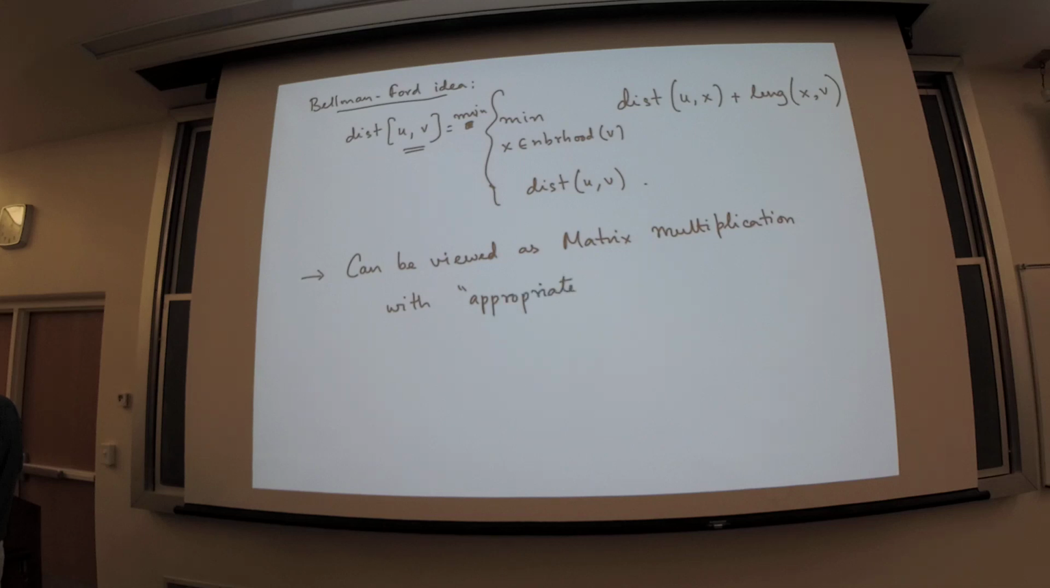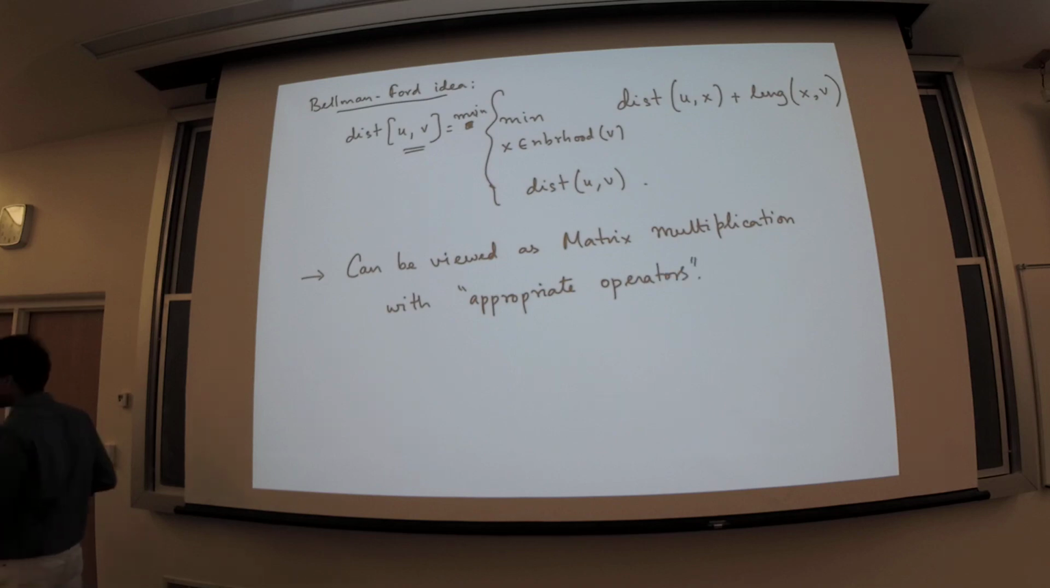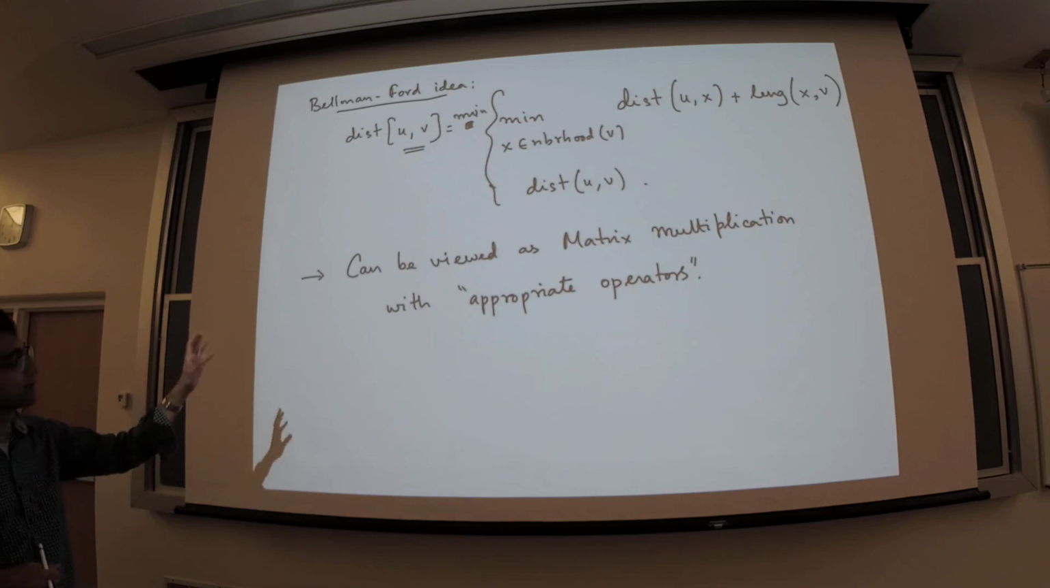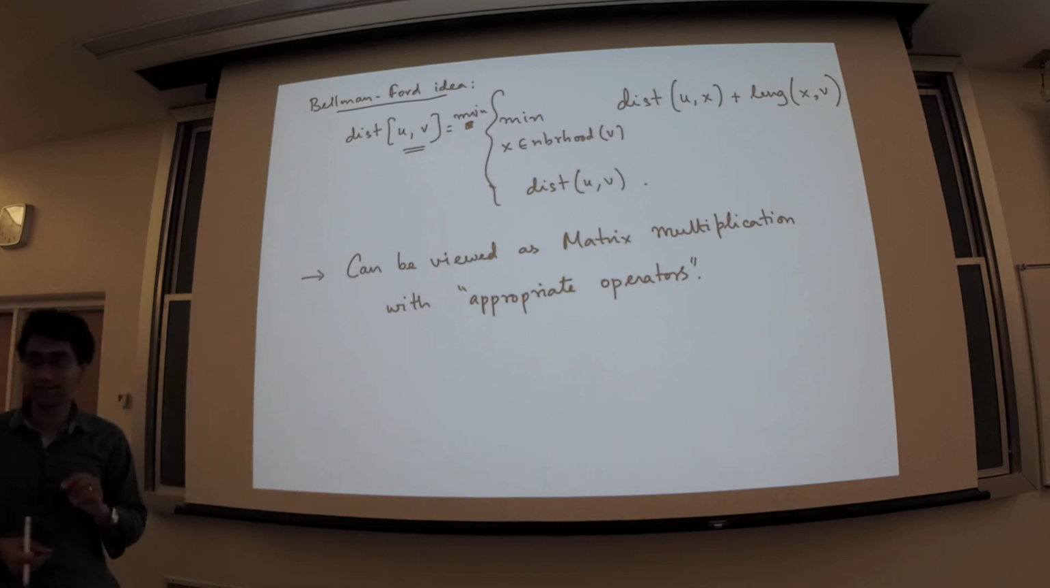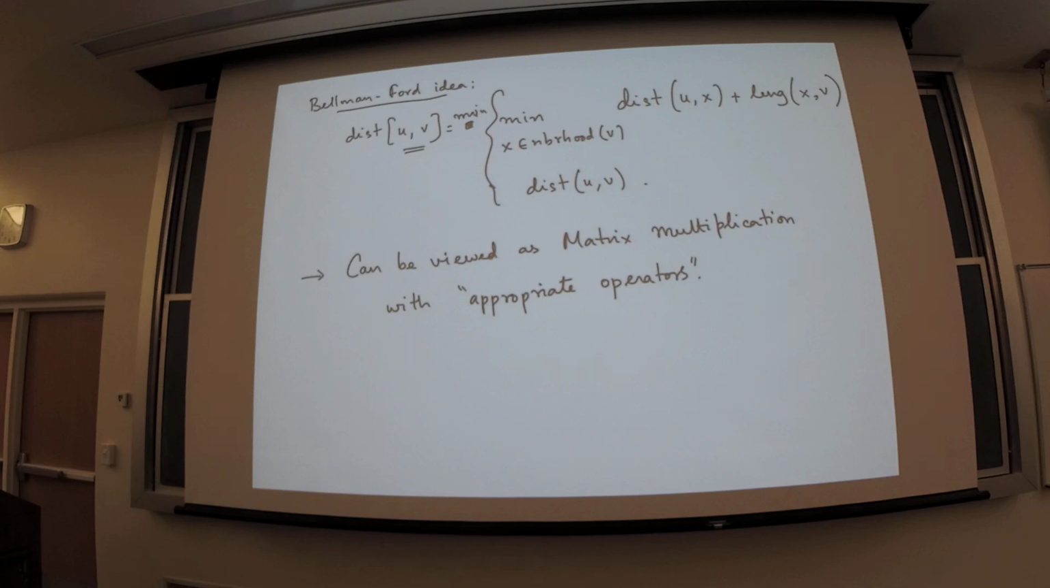This turns out to be a very nice fact. Now you can use all the techniques people have developed to speed up matrix multiplication to compute all pairs shortest paths. It turns out to be a very cool thing. We won't go into that in this class, but I'll point you to some links. All right, so let's stop here.